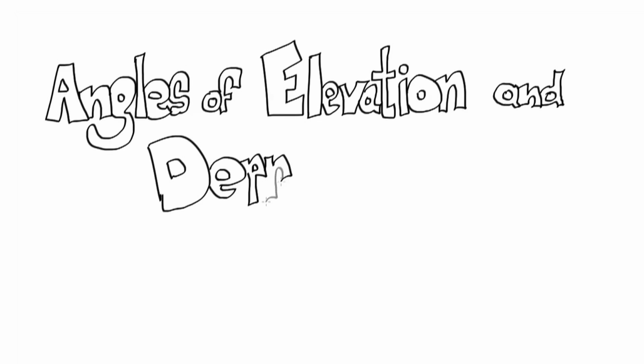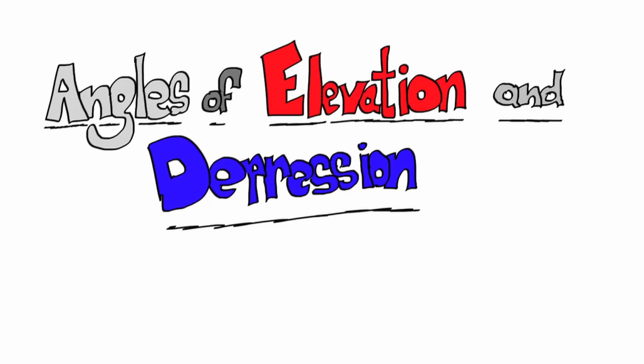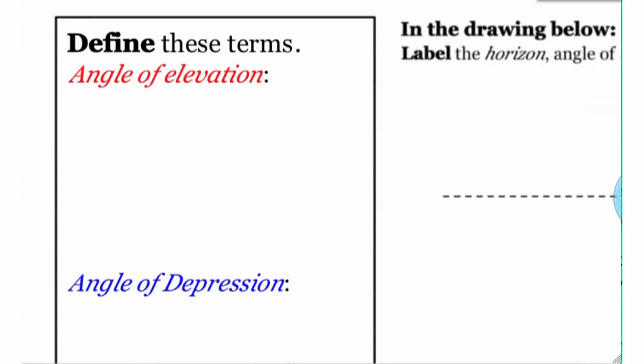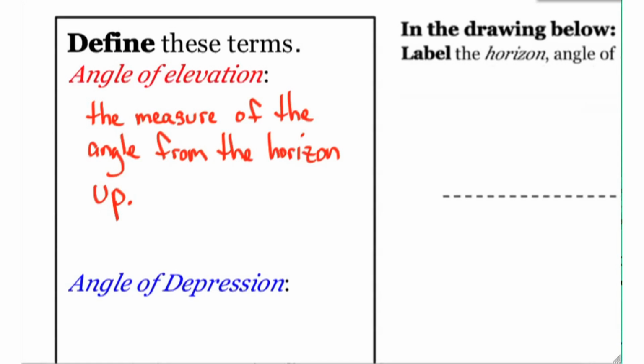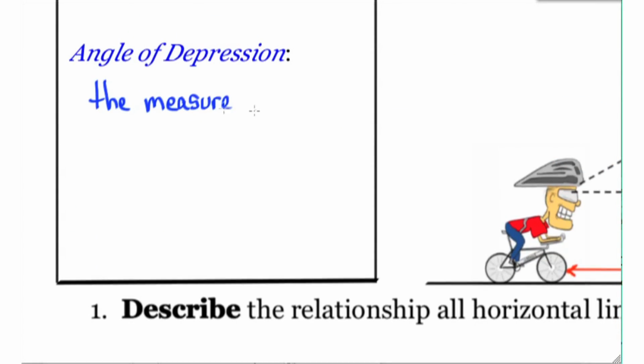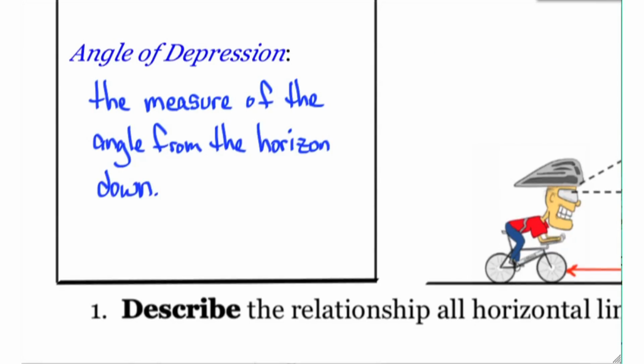Angles of elevation and depression. Angles of elevation and depression, also known as angles of inclination and declination, are used in practical applications of trig. An angle of elevation is the measure of the angle from the horizon up, and the angle of depression is the measure of the angle from the horizon down.